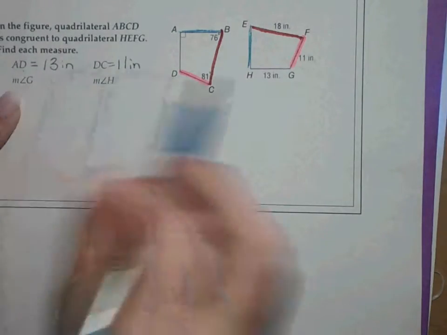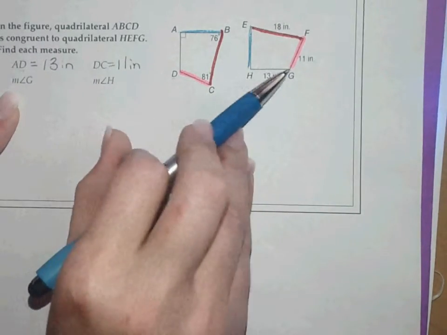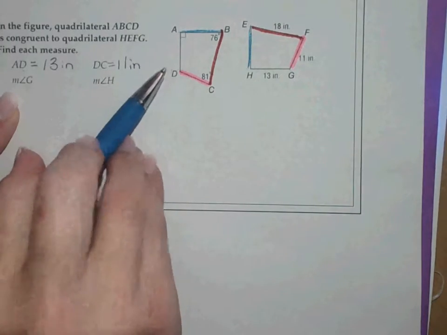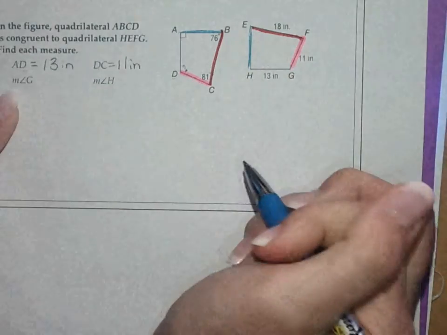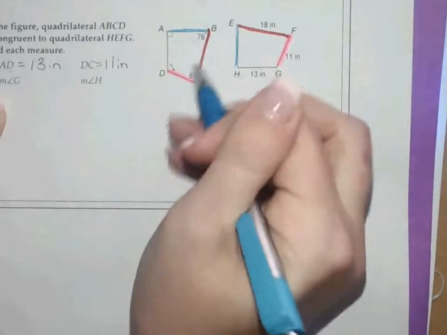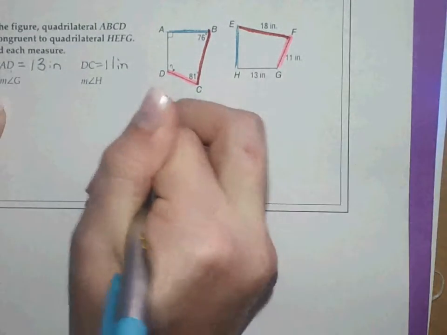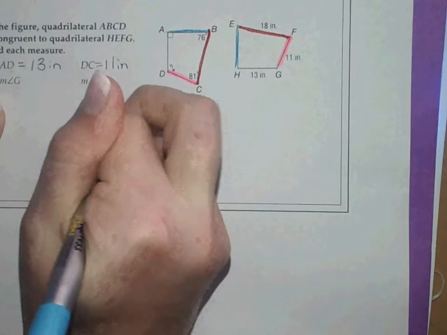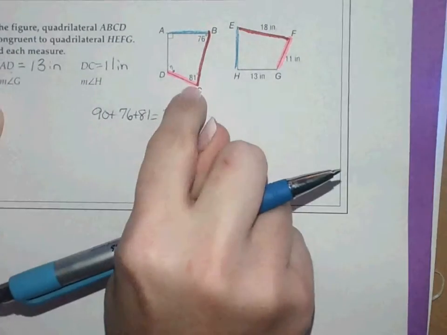So the measure of angle G is at the end of my pink and the blank line. Oop, we don't have that angle measure yet. So we need to find it. A quadrilateral adds up to 360 degrees. Well, I know that I've got a 90-degree angle. I've got a 76-degree angle and an 81.